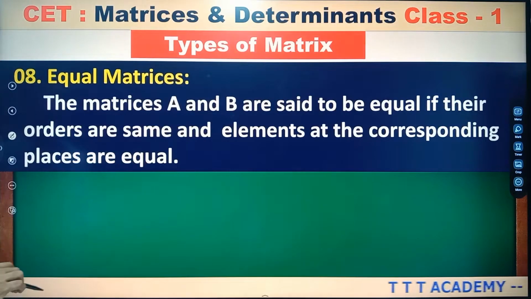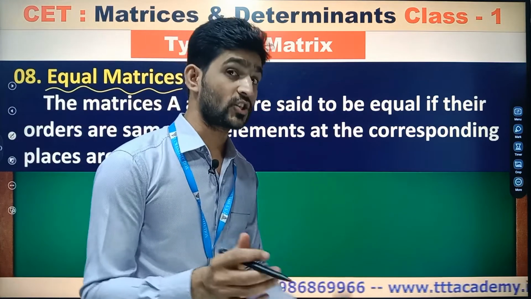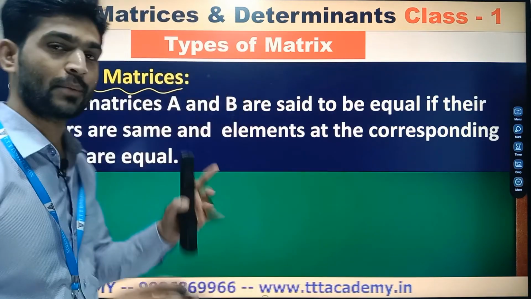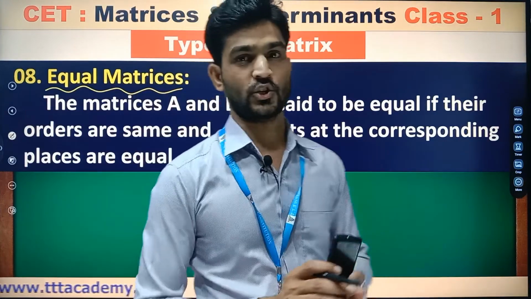Next one, dear students, equal matrix. So what is this equal matrix? Until now we observed the first 7 types, in which we took only one matrix and discussed its conditions.